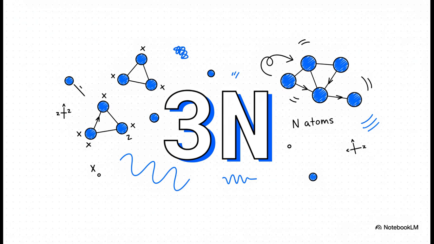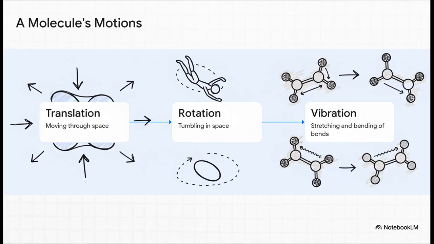You know, there's a beautifully simple rule for this. For any molecule with n atoms, it has a total of 3n ways it can possibly move in space. Think about it. Each atom can move in 3 directions, x, y, and z. So 3 times n gives us the total degrees of freedom. But not all of that motion is what we're looking for, not for our spectrum. We can break those 3n motions down into 3 main categories.